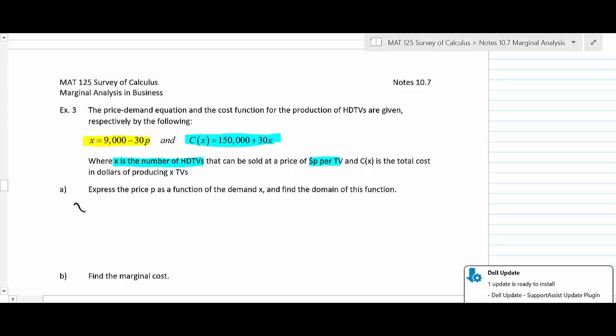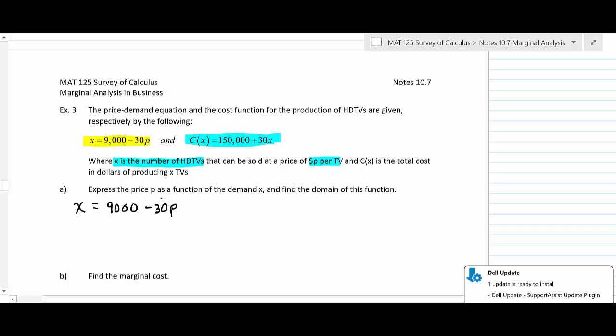So let's go ahead and just write down this price demand function. What we're going to do is solve it for P, and that's going to help us find what's called a sensible domain of this function, okay? There's going to be a certain production level where this is going to be reasonable, and beyond that, it's not going to be reasonable anymore. So what we want to do is just solve this for P.